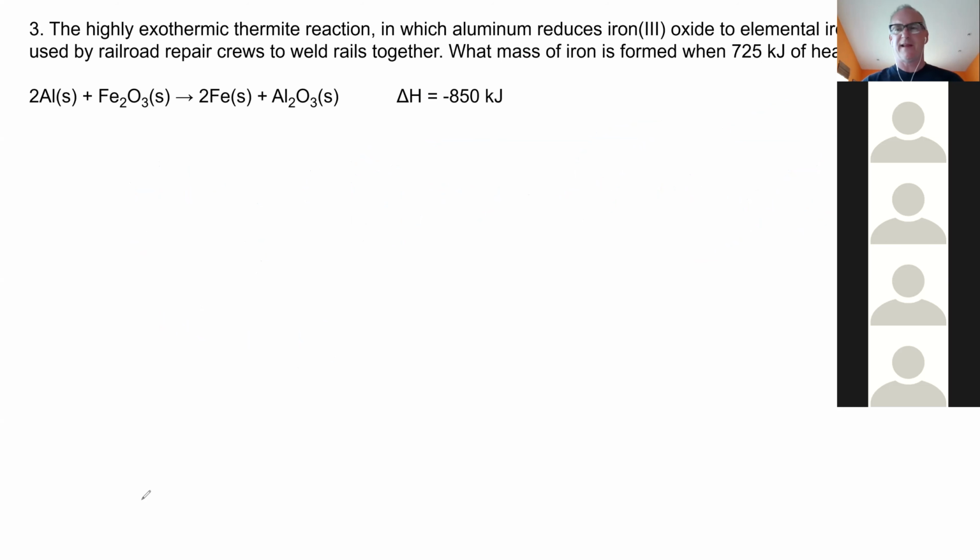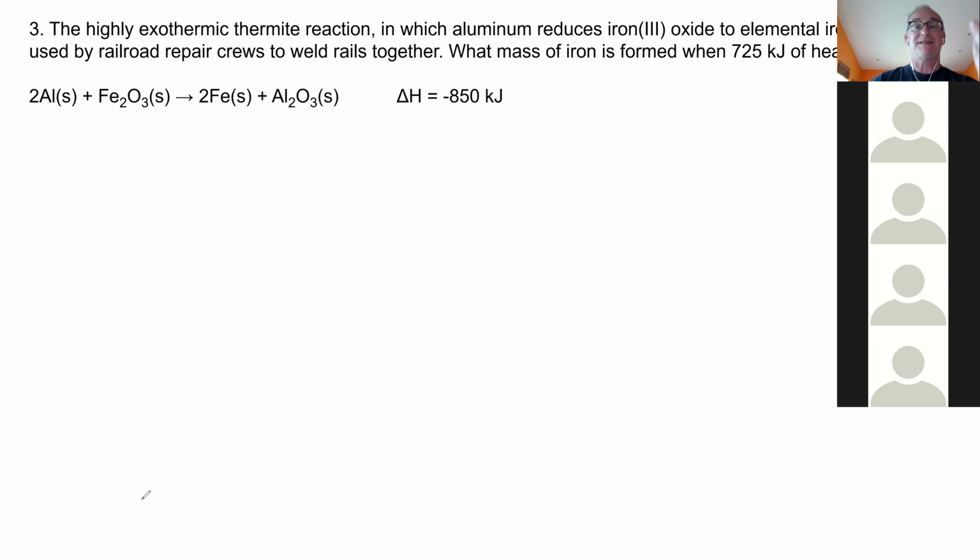Ooh, thermite. Anyone ever seen thermite? It's really cool to watch. Like Mythbusters, they use thermite a lot. Who's seen Mythbusters? Nobody? Nobody's seen Mythbusters? Oh my God. Such a great show, and a Bay Area show on top of that.